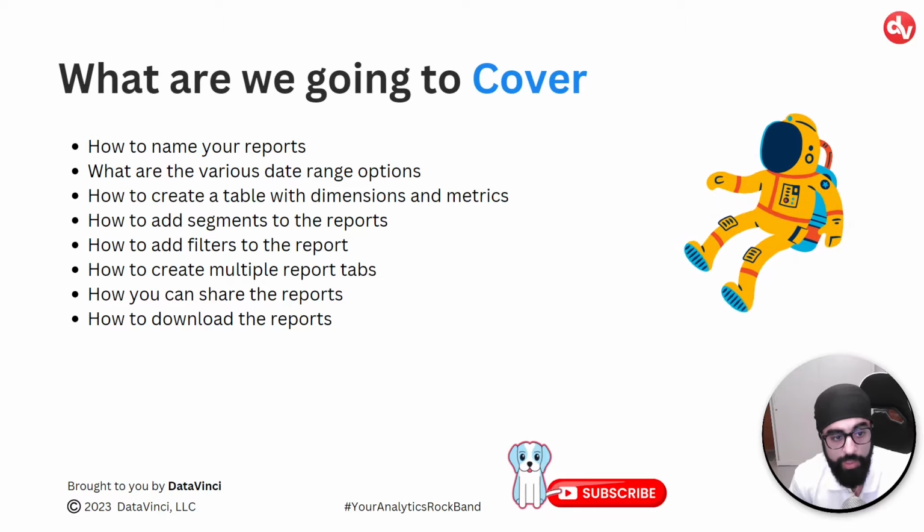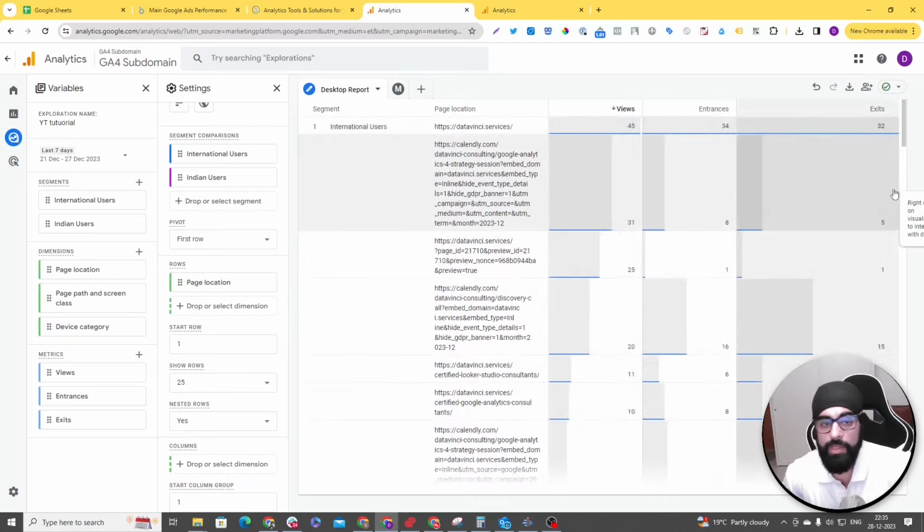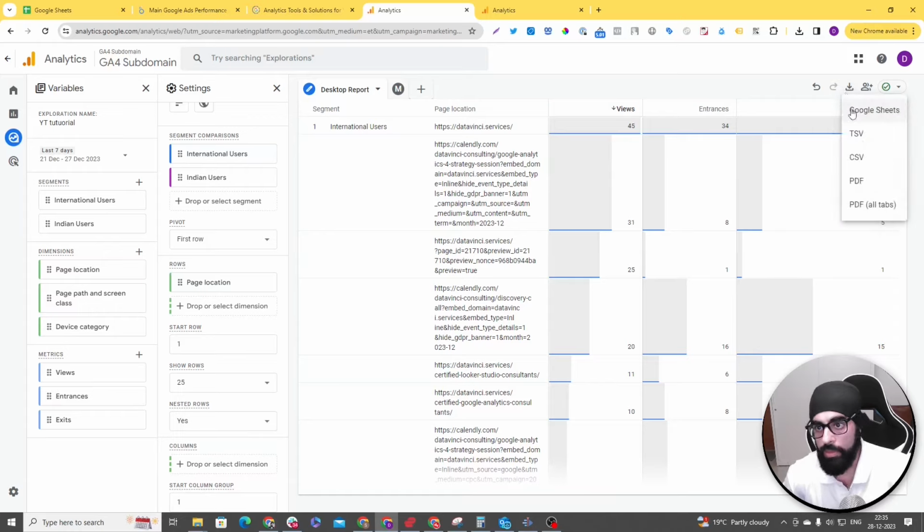Okay, moving further with how to download the reports. When it comes to download, I think it's very easy to understand that you can just click on this icon and then you get the options to download the report. You can directly export to Google Sheets. You can get TSV, CSV, PDF. PDF all tabs means all the reports that you have, all the tabs that you have created.